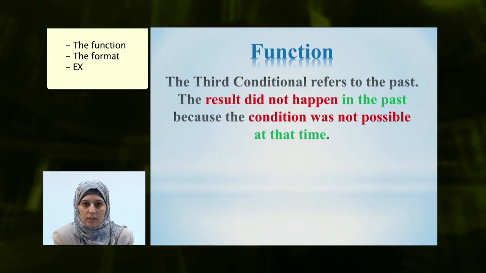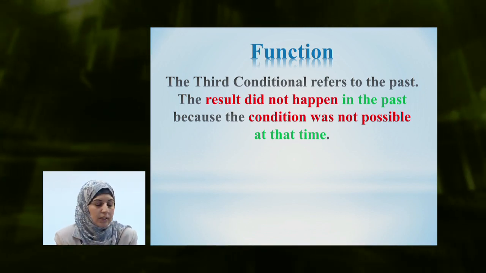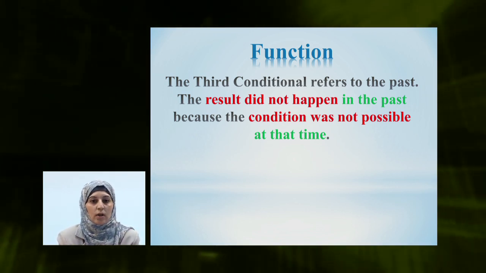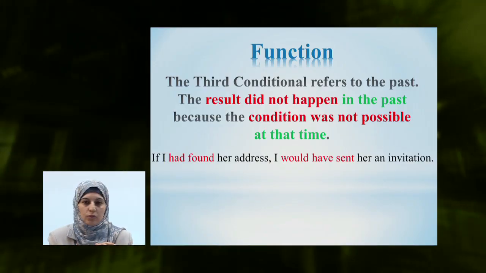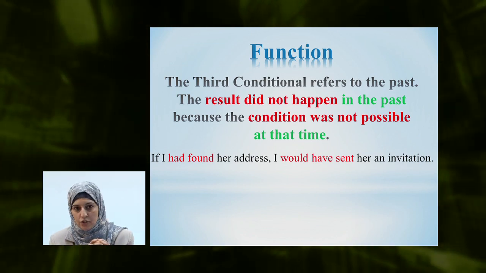The function of the conditional type 3, it refers to the past, and the result did not happen in the past because the condition was not possible at that time. Let's see an example to explain this function. If I say, if I had found her address, I would have sent her an invitation.